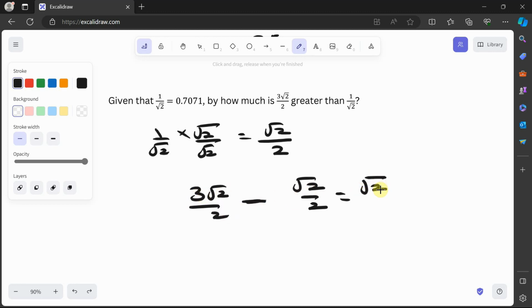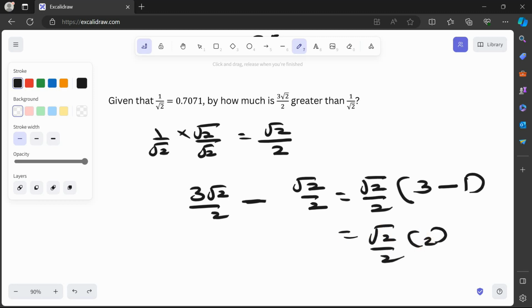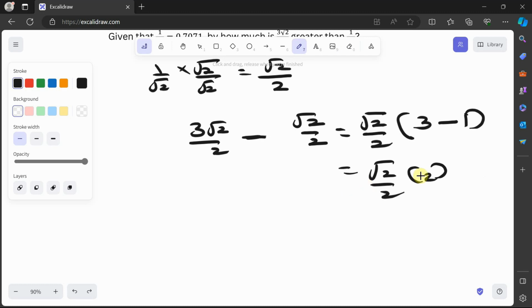So let's say root 2 over 2. If I factor out this root 2 over 2, what will I have here? I'll have just 3, right? Minus this root 2 over 2. If I remove root 2 over 2 from root 2 over 2, that would just mean what? 1. So the difference between the two of them is 2 times root 2 over 2.